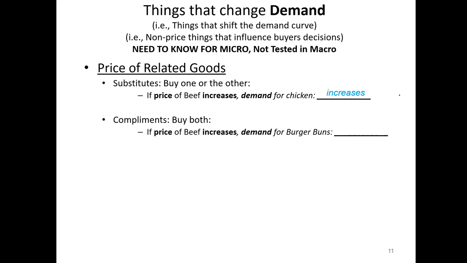Complements, which is the opposite of substitutes, are things you buy together. So if the price of beef increases, the demand for hamburger buns would likely decrease, because who would want a hamburger bun if you're not going to put something like a hamburger in it? It's barely food. It's just a carrier for the beef. So when you buy two things together, if the price of one goes up, so part of your expenditure increases, the demand for the other likely decreases.